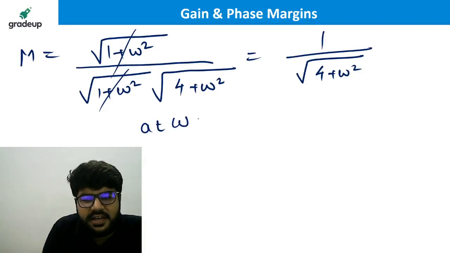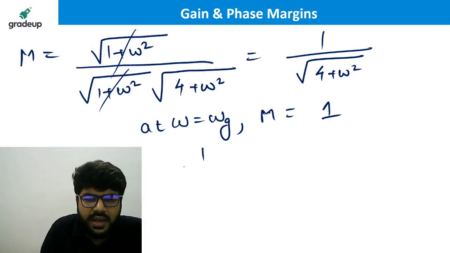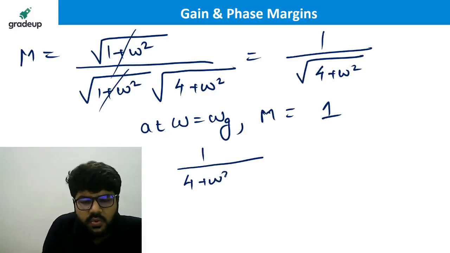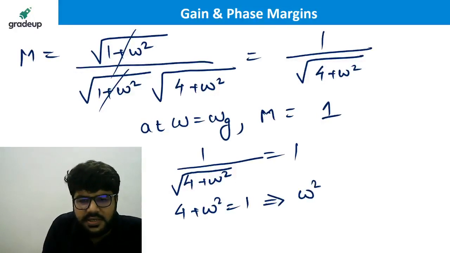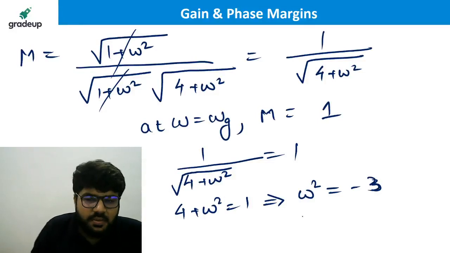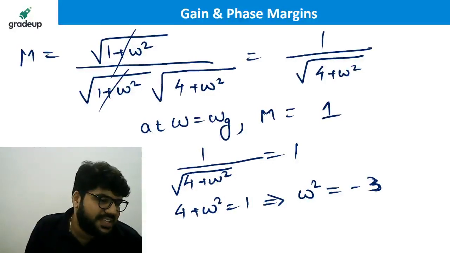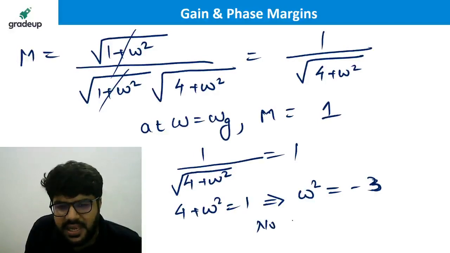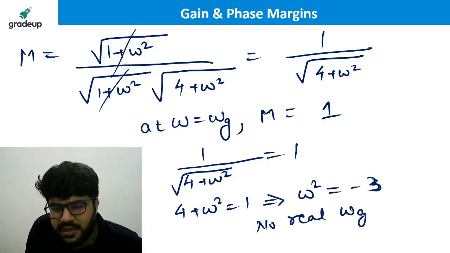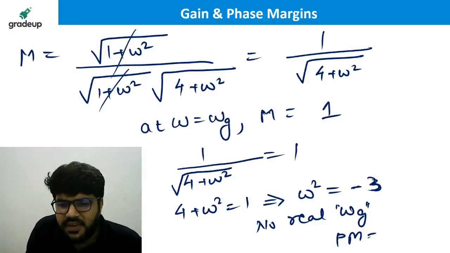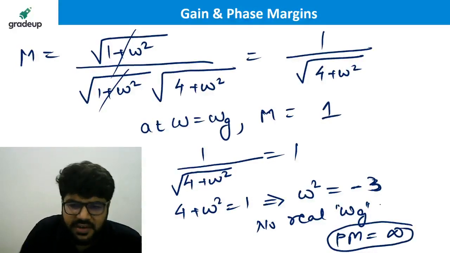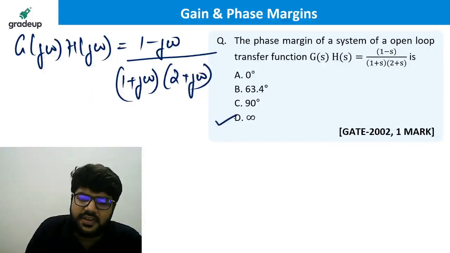For phase margin we need omega g, and at omega equal to omega g equate the magnitude to 1. So 1 upon root 4 plus omega square equal to 1. That means 4 plus omega square equal to 1, so omega square is minus 3. And the square root of minus 3 is an imaginary number. So once again, there is no real omega g, as omega square is negative. So what is my phase margin? Infinity. Whenever there is no defined omega g, the phase margin is infinity.